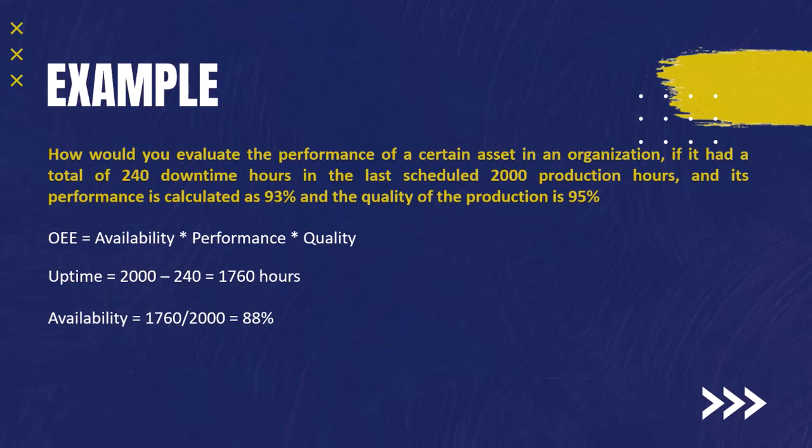Now we can easily calculate the OEE, which will equal 88% multiplied by 93% multiplied by 95%, which will equal 77.7%. And we know that the best practice for the OEE should exceed 85%. Then our system is underperforming, and we need to investigate what is the issue in the system in order to rectify it.